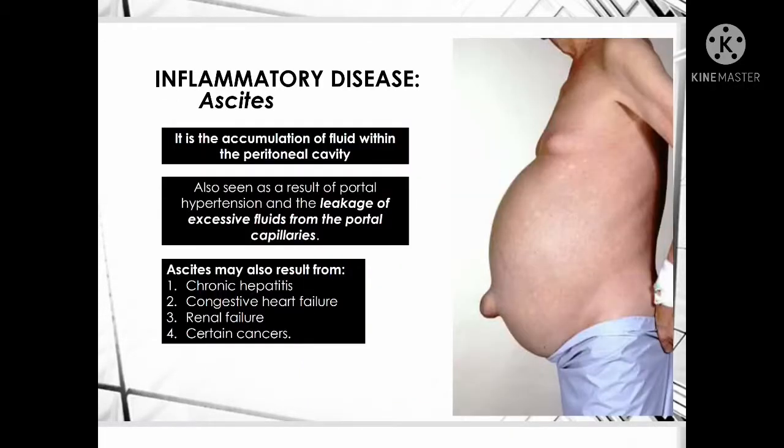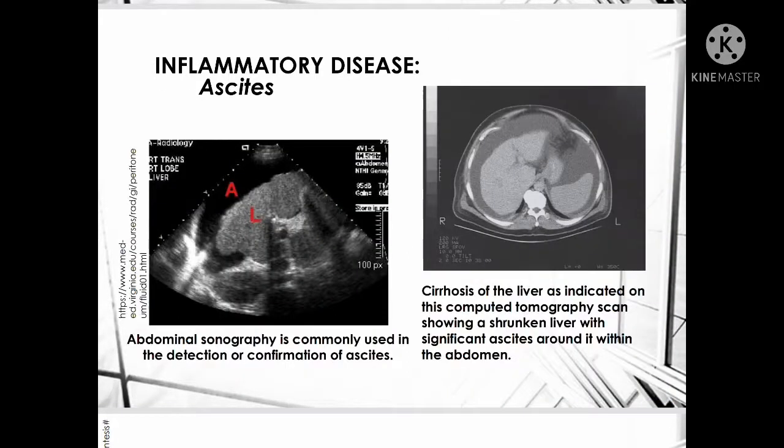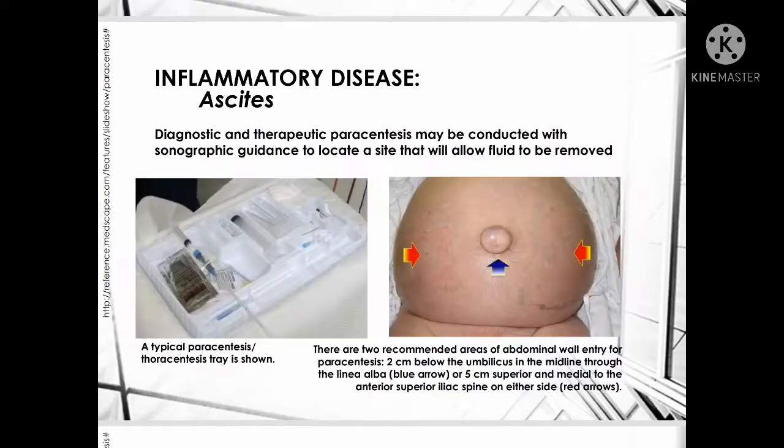Next is ascites. It is the accumulation of fluid within the peritoneal cavity and is also seen as a result of portal hypertension and the leakage of excessive fluids from the portal capillaries. It may also result from chronic hepatitis, congestive heart failure, renal failure, and certain cancers. These are two diagnostic images that show ascites. An abdominal sonography is commonly used in the detection or confirmation of ascites. In the CT scan, it shows a shrunken liver with significant ascites around it within the abdomen.